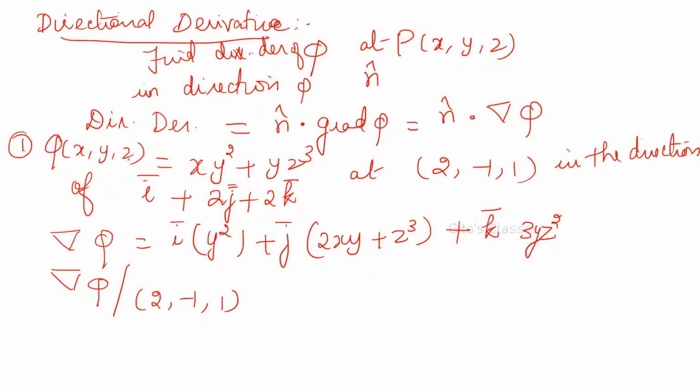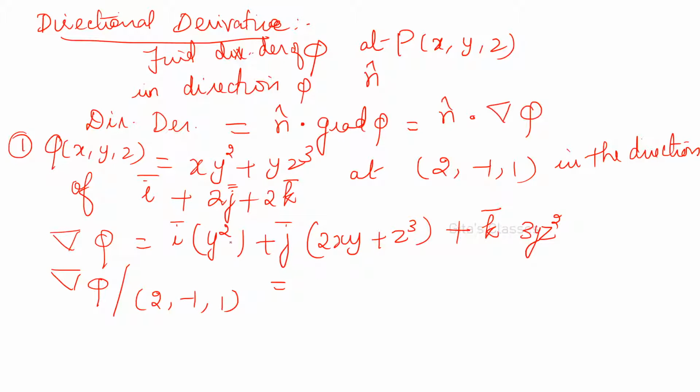You consider this phi. In M1 I have explained very well how to do the partial differentiation. We have done basic problems also. So del phi at 2 comma minus 1 comma 1: wherever you find x, replace it by 2; wherever you find y, replace it by minus 1; and wherever you have z, replace it by 1. That's all. Just substitute in this. This is our del phi.